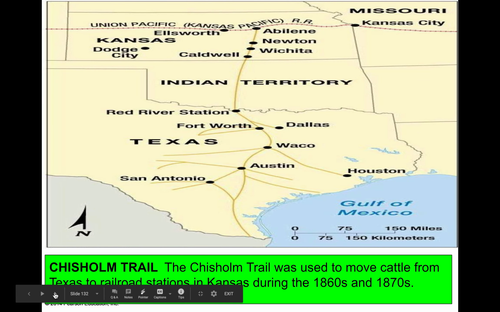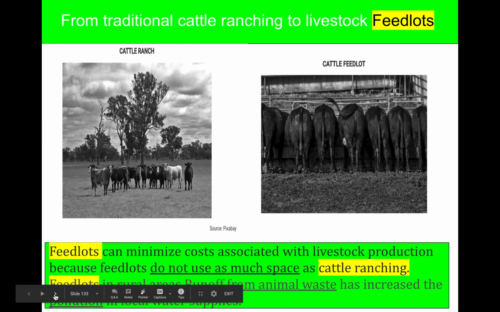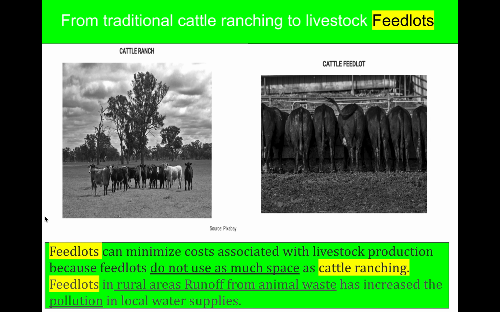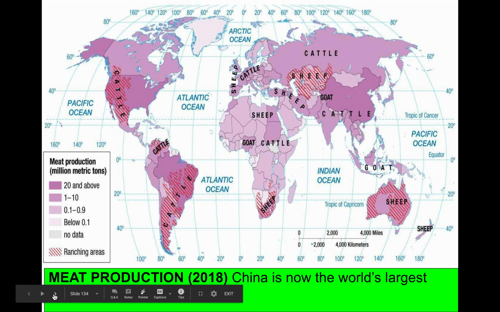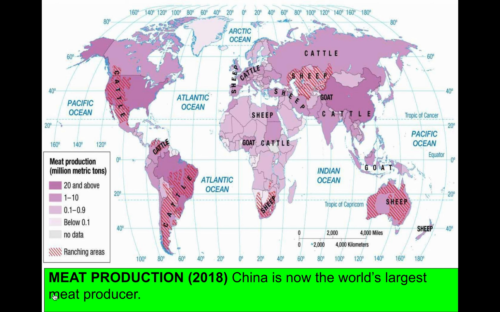There shows the Chisholm Trail during the cattle runs in the 1860s and 70s. And this shows the importance of feedlots today because, again, it's more cost efficient. It uses less space than cattle ranching. And with the feedlots in rural areas, the concern is the runoff of animal waste, which creates pollution in our local waterways. There's meat production again in 2018.